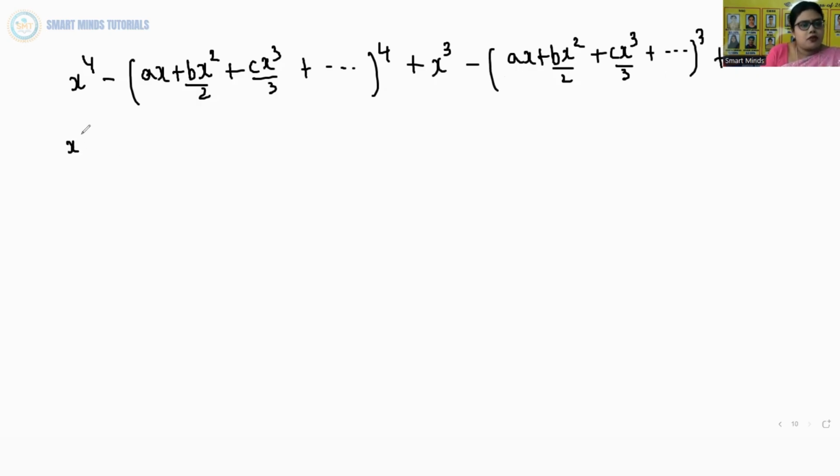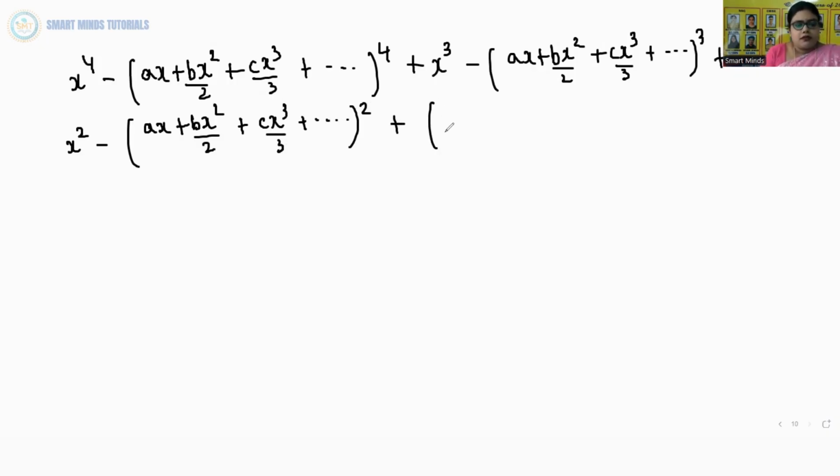Again you have an x^2 term, minus. Now you have y^2, so again in the place of y we substitute this: (ax + bx^2/2 + cx^3/3 + so on) whole square, plus. Now in the place of y, we substitute ax + bx^2/2 + cx^3/3 + so on, is equal to 0.